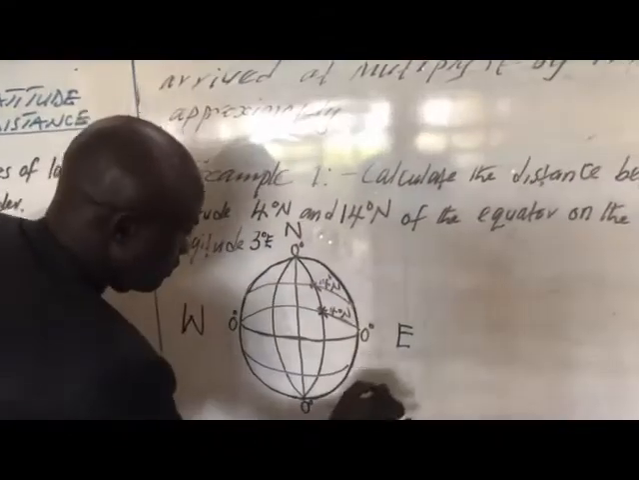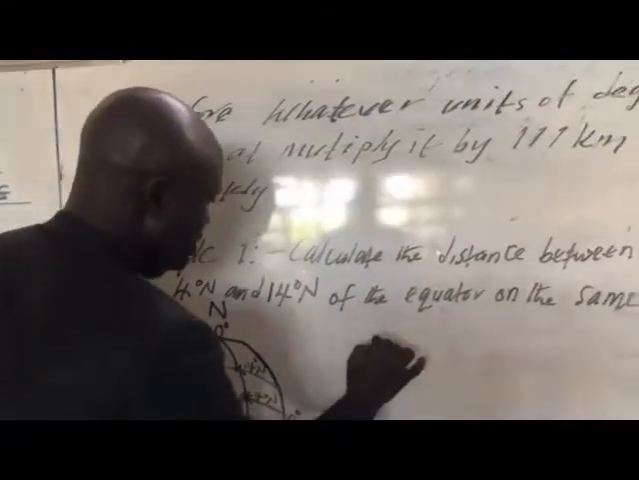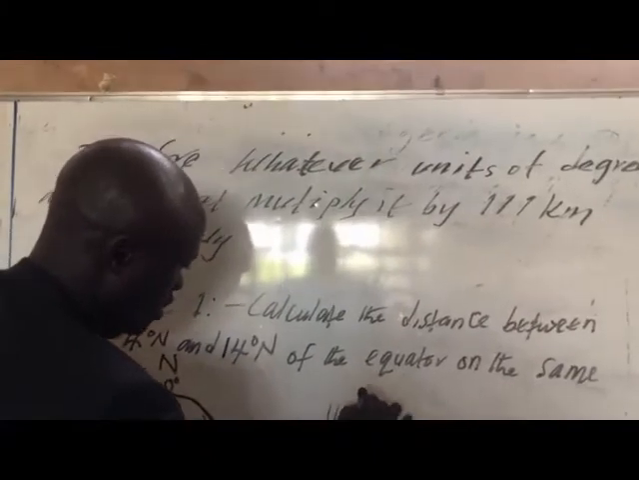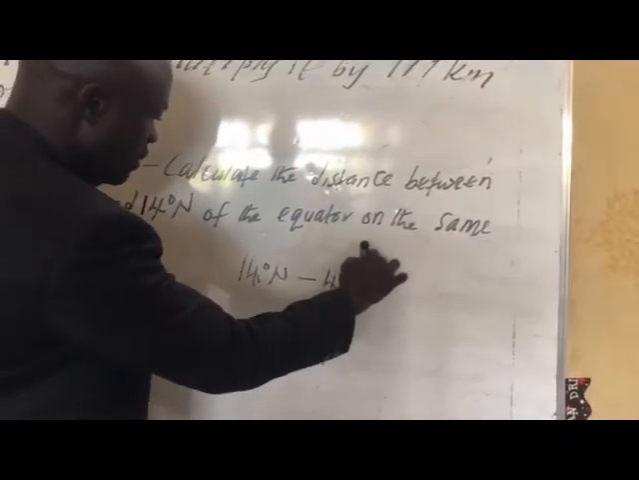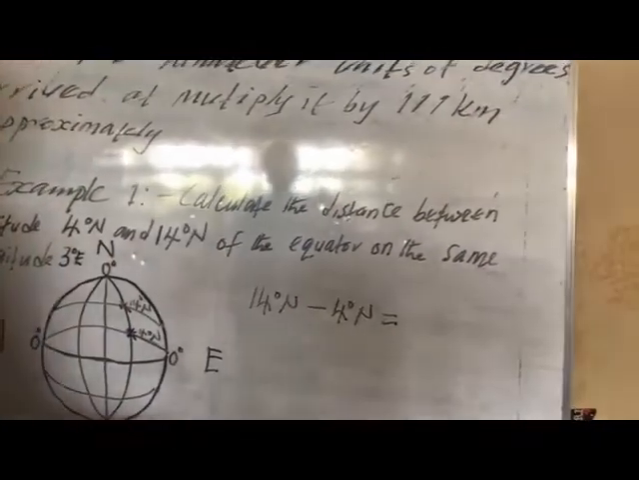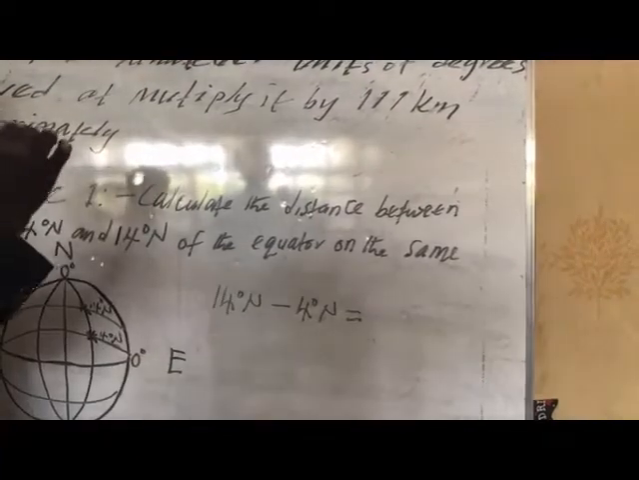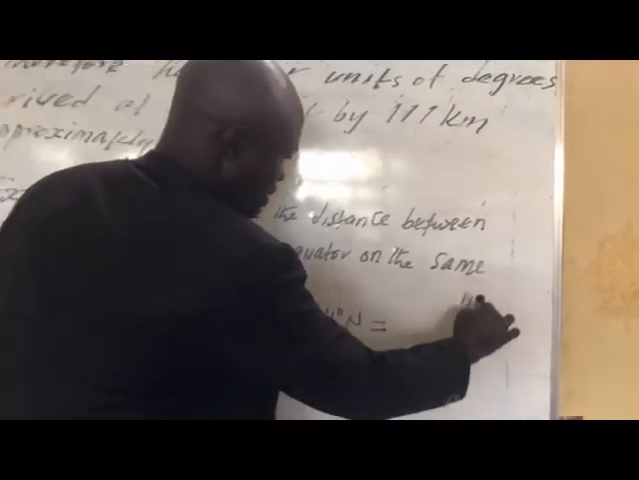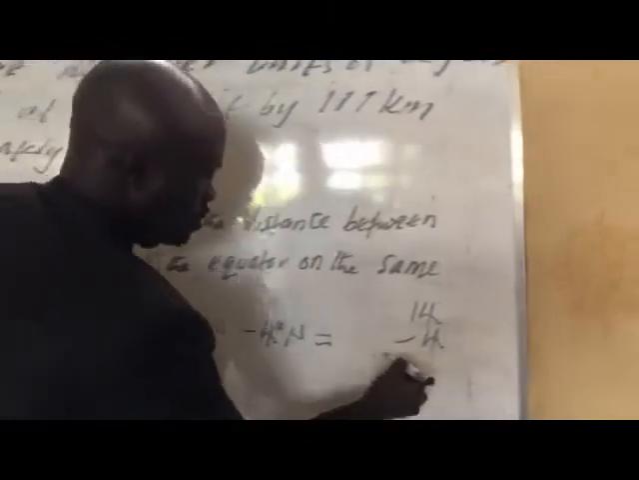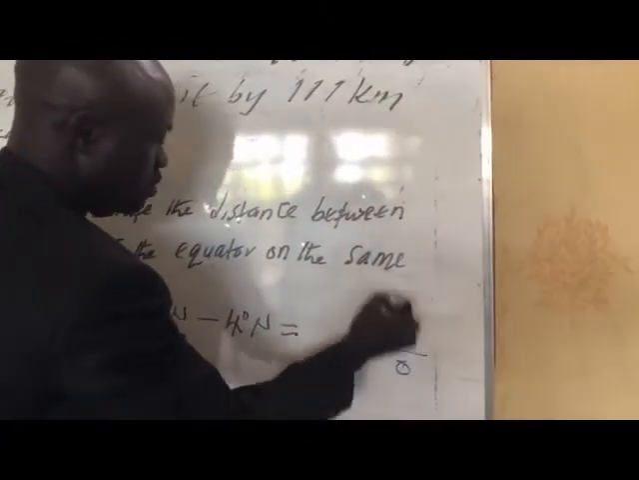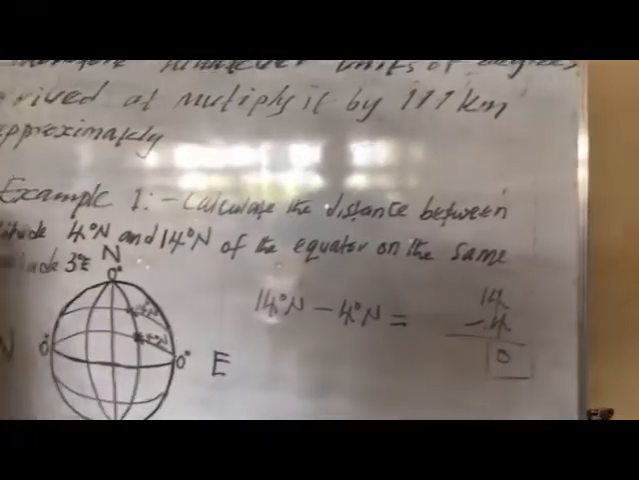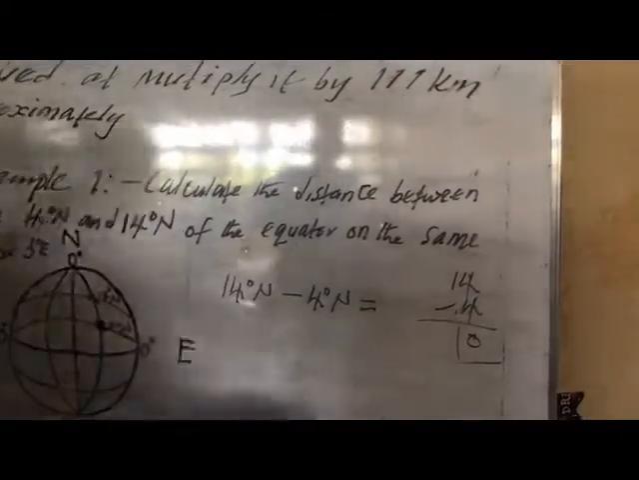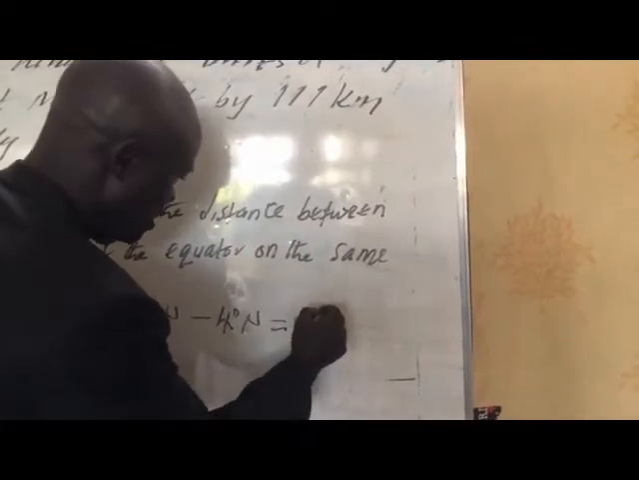Now, what do we have? We have 14 degree north minus 4 degree north. Let's do it this way. This is 14, this is 4. 4 minus 4 is 0, and 1 minus 0 is 1. So we're going to have 10. Automatically we're going to have 10 degree left, 10 degree left.